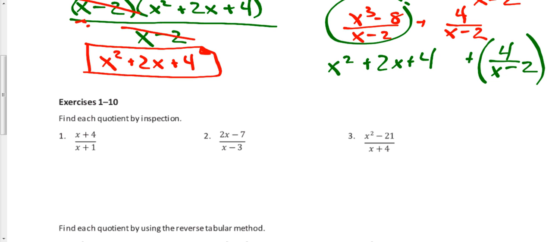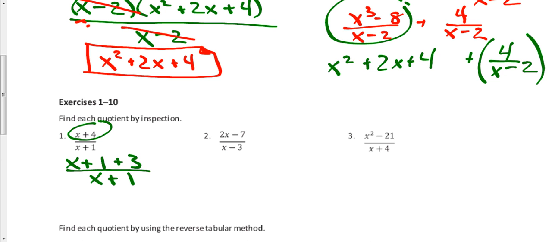So, let me ask you this, ladies and gentlemen. How can I split this up to where it's divisible by the denominator? What is the denominator? How can I split x plus 4 into something that's divisible by x plus 1? Zach: x plus 1 plus 3, divided by x plus 1.